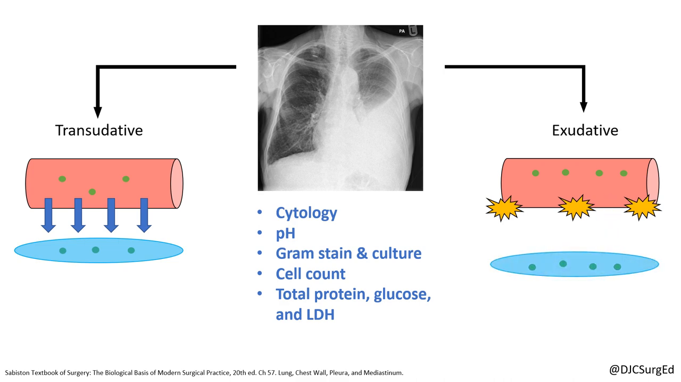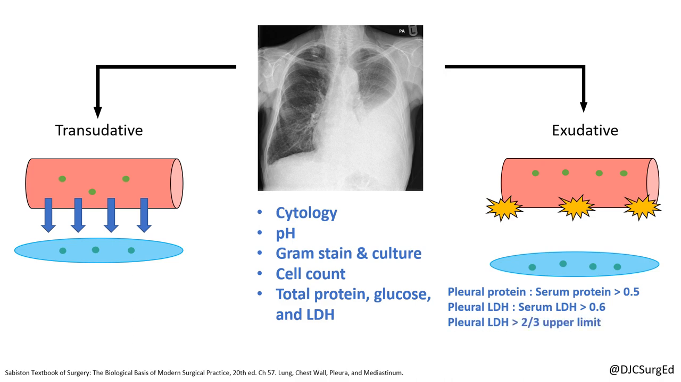Light's criteria defines an exudative effusion as having one of the following: a pleural fluid protein to serum protein ratio greater than 0.5, a pleural fluid LDH to serum LDH ratio greater than 0.6, or a pleural LDH level greater than 2/3 times the upper normal serum level. Features suggestive of an infection include low pleural fluid glucose, pH less than 7.2, and the presence of neutrophils.